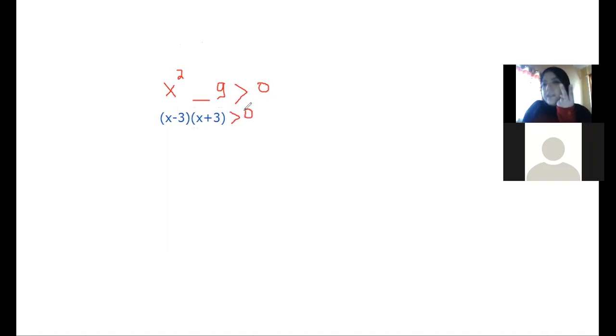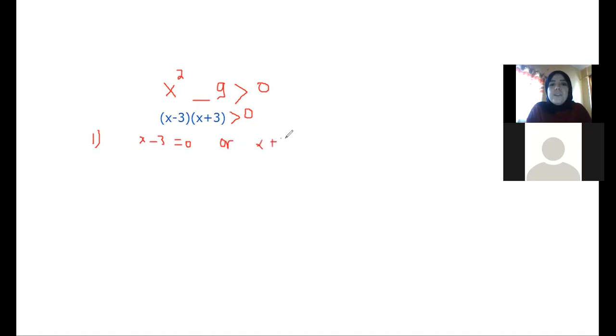Either both of them are positive or both of them are negative. So there's a discussion. That's why I need to discuss the values. How do I discuss them? This is very easy. Pay attention. First of all, I'm going to pretend that this is an equation, a normal equation. So x minus 3 equals 0 or x plus 3 equals 0.